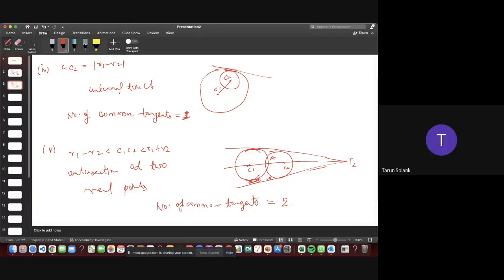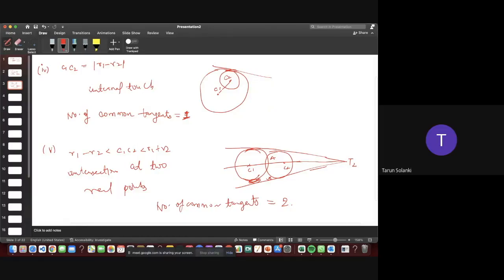So in the fourth condition, what we have done, C1C2 is given, which is C1C2 equals modulus of R1 minus R2. That means the C1 and C2 circles will touch internally. So the number of common tangents we can draw is 1. Okay, so the answer is 1.